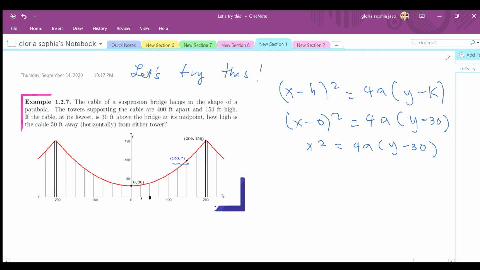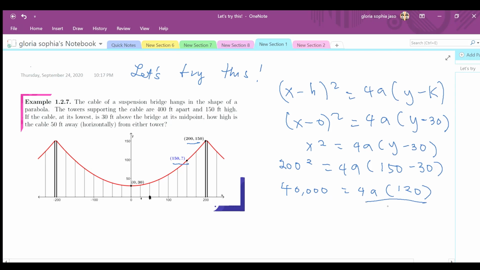Okay, so since we have a given point that satisfies the parabola, which is 200 and 150, we can use that information to solve for the value of a. So substituting this point, x is 200 squared and 4a. So y is 150 minus 30. So let's solve for 4a. So 200 squared, that is 40,000. So 4a, 150 minus 30, that's 120.